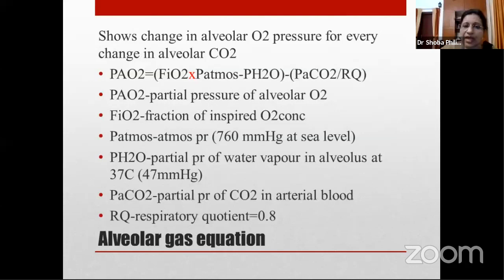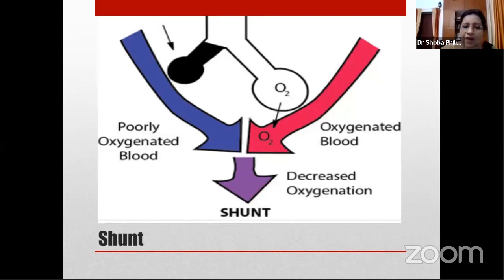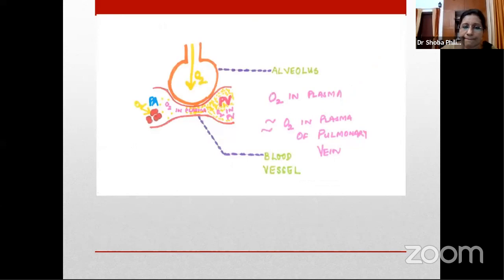So this is a picture of how a shunt occurs. You can see oxygenated blood on one side, on the other side poorly oxygenated blood, and totally when the outflow comes, there's a decreased oxygen. So when we look at the alveolus, this is the picture of the alveolus and the capillary.